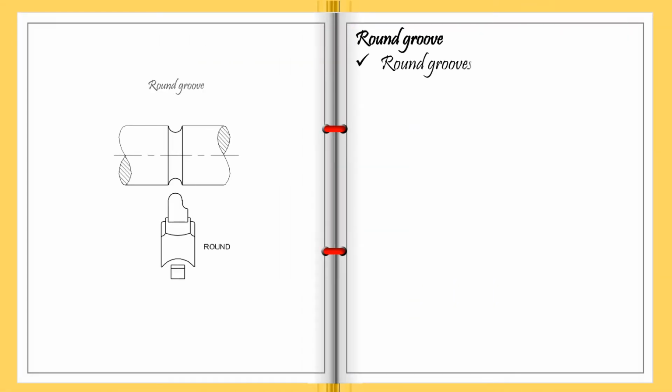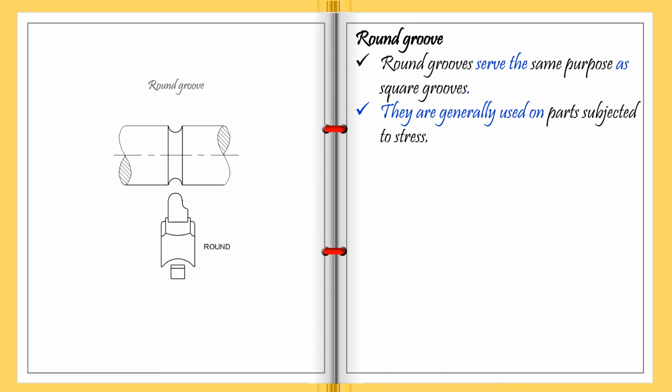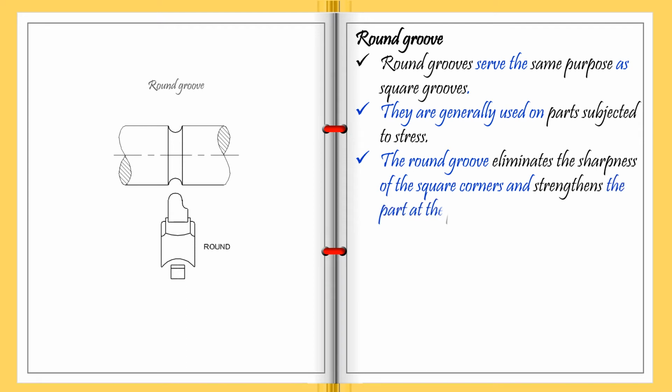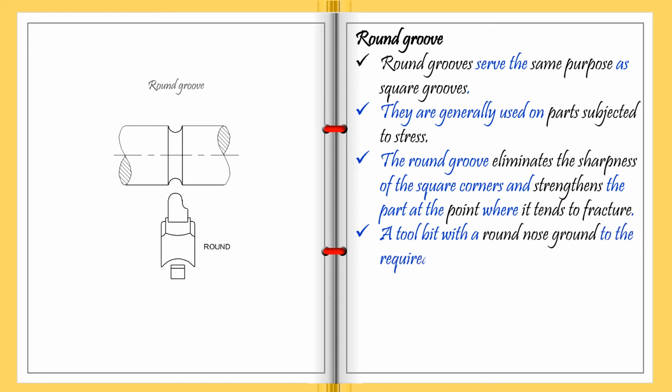Let's see about round groove. Round grooves serve the same purpose as square grooves. They are generally used on parts subjected to stress. The round groove eliminates the sharpness of the square corners and strengthens the part at the point where it tends to fracture. A tool bit with a round nose, ground to the required radius, is used to cut round grooves.